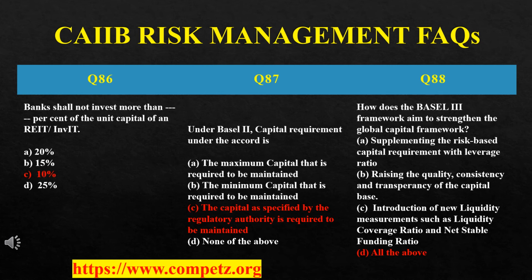Okay. Moving to the next question, under Basel II, capital requirement under the accord is dash. Is it the maximum capital that is required to be maintained, or the minimum capital that is required to be maintained, or the C option, the capital as specified by the regulatory authority is required to be maintained. D option is none of the above three. Now see here, the answer is C. The capital as specified by the regulatory authority is required to be maintained under Basel II guidelines.